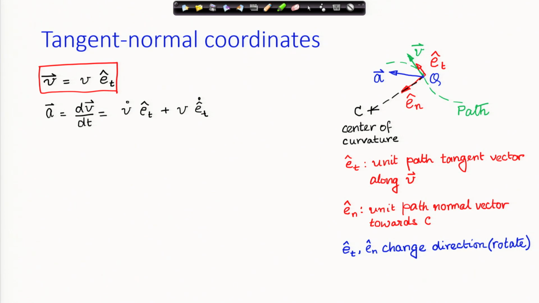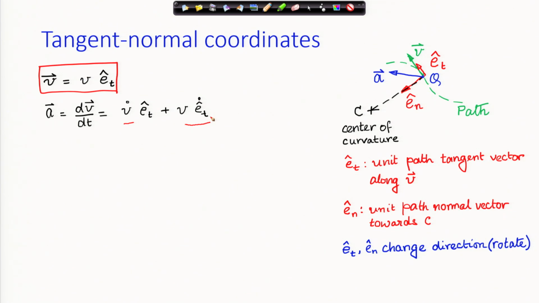Now, as I have mentioned, E_t is changing as the particle moves. Therefore, when I differentiate the velocity vector, not only do I generate the time rate of change of the speed, but I also generate the time rate of change of this unit tangent vector, E_t dot. This I had avoided in my Cartesian coordinates by fixing it with respect to distant stars, but here I cannot avoid it. So, I must find out at what rate E_t is changing.